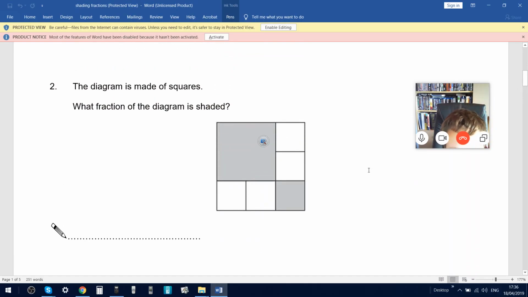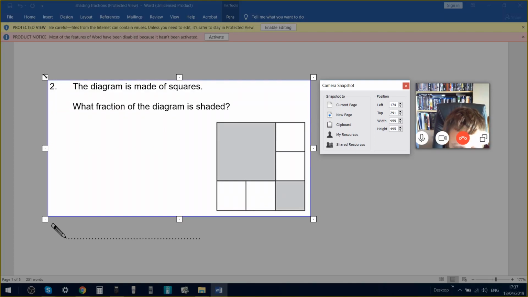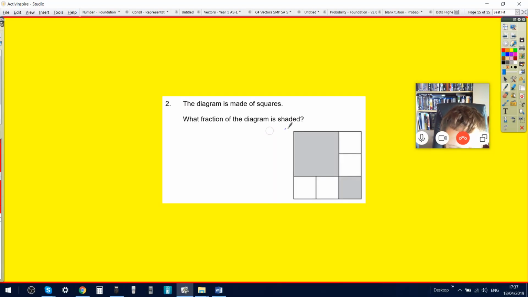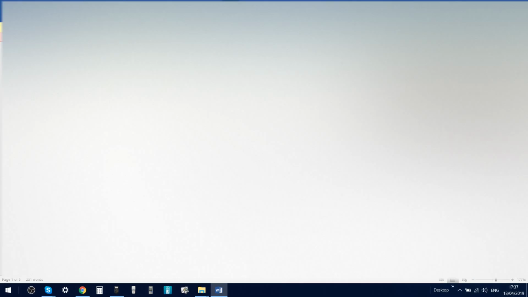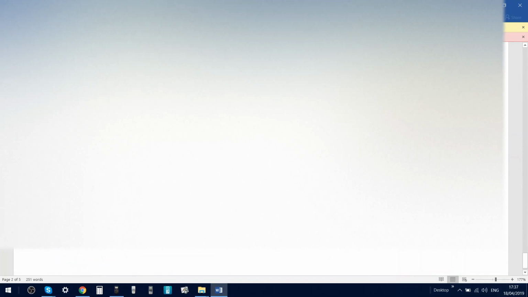All right, this one. So the diagrams are squares. What fraction of the diagram is shaded? So we know that the big square in the middle must be 4 squares. It's a 3x3 grid. So the big one takes up 4 squares. And there's 5 squares shaded in total, so it must be 5/9. Yeah. That's it. I think you're going to be fine for these shading things. I think you're good at them.